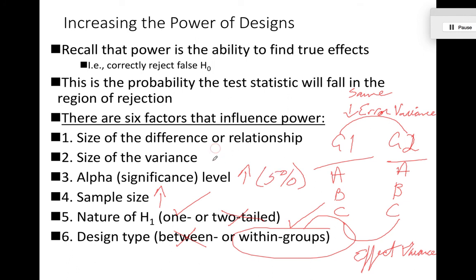Size of error variance: decrease error variance, right? So decrease error variance. And last, size of the difference: increase effect variance. So here, ultimately, I want to maximize power. I want to try to maximize my ability to find a true effect.